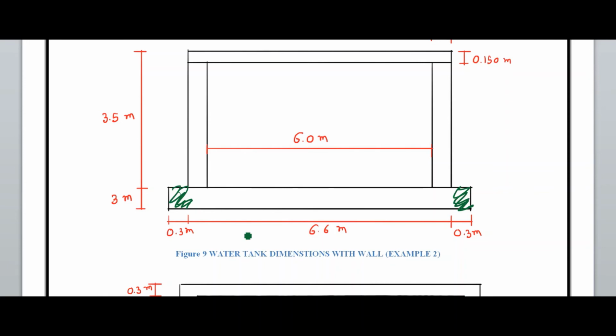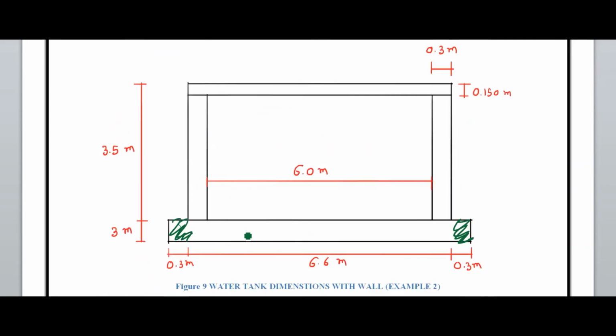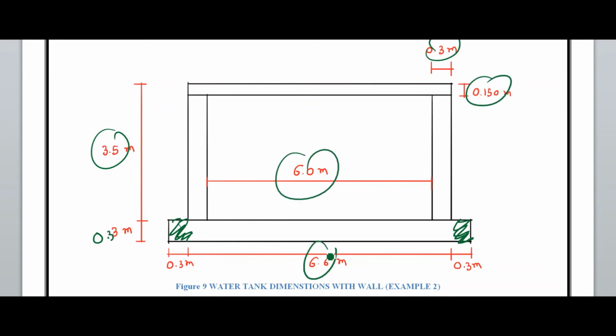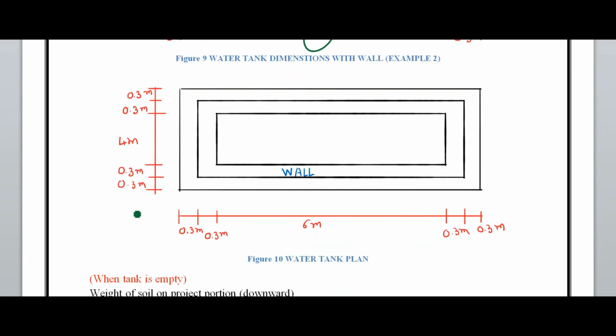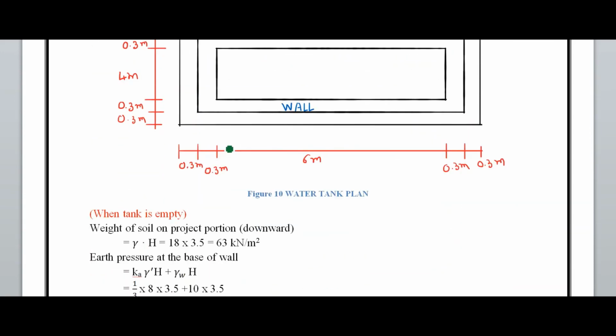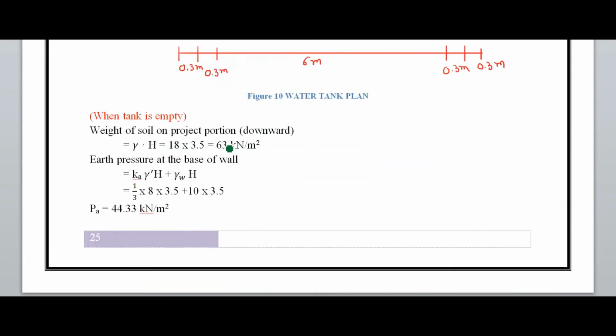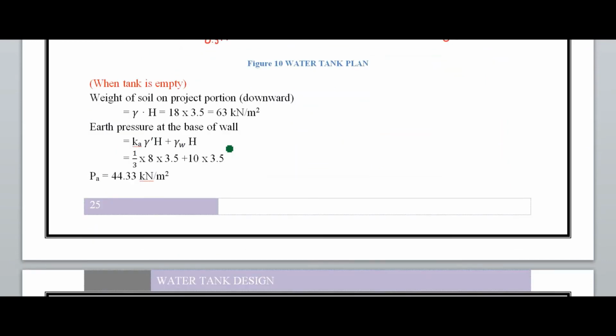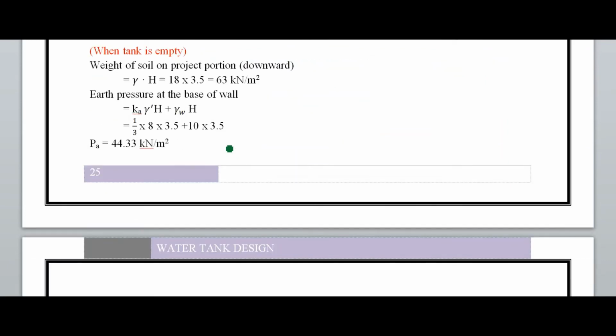Right? So here are the dimensions of the water tank: 3.5, 0.3, 0.3, and 6.6. These are the dimensions. After the top dimension, now we are going to calculate when the tank is empty. We are going to design the base slab when the tank is empty.